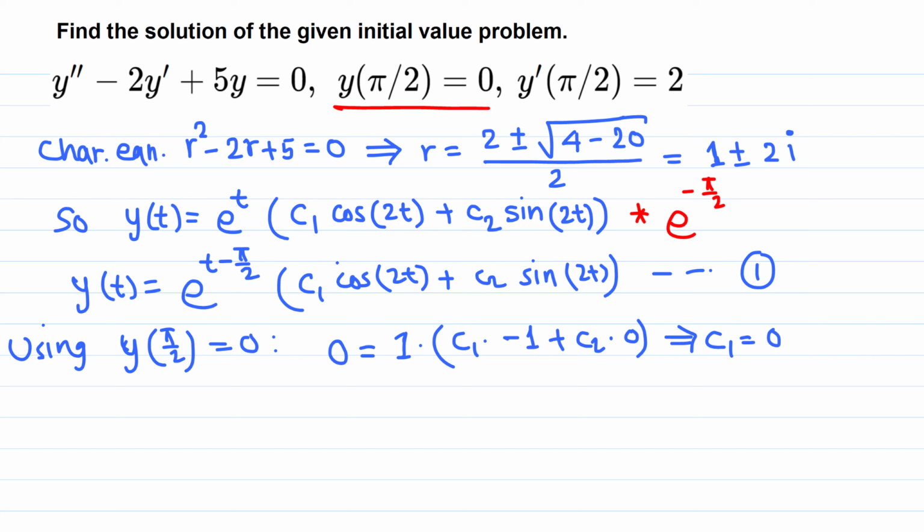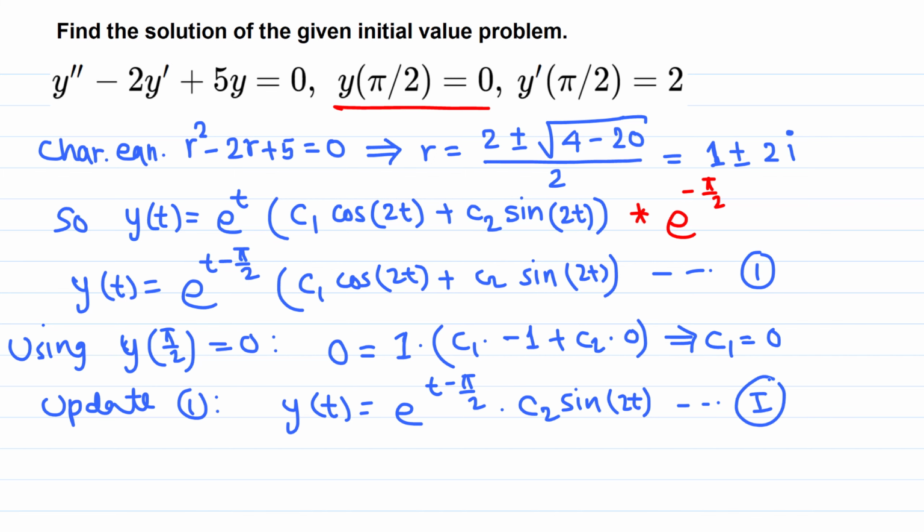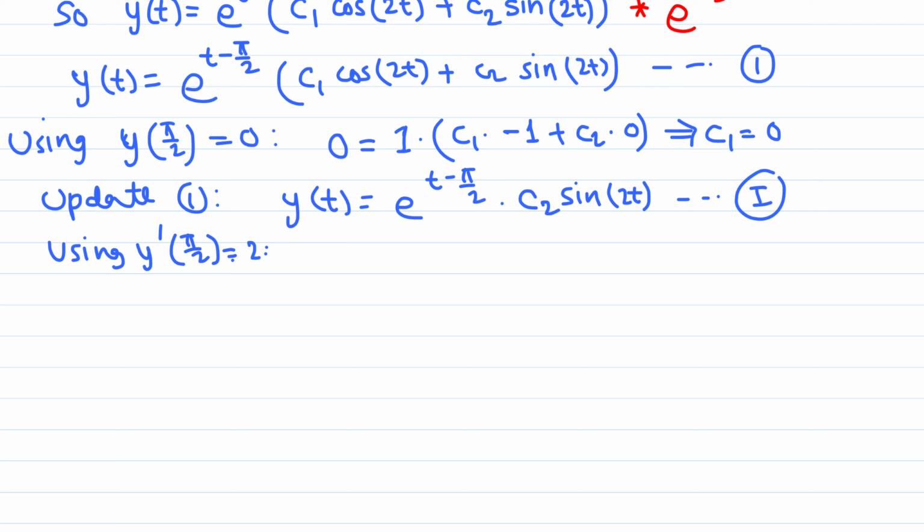Now we can update the solution, because c1 is 0, so this term is gone. Okay, and it makes our answer simpler: e raised to t minus pi over 2 times c2 sine 2t. So this will be our answer after we figure out the value of c2. For c2, we use the second initial condition, y prime at pi over 2 equals 2. Okay, let's use this. Oh, then we need to find the derivative first. My bad. We cannot use that yet because this is y, but the initial value is for y prime. So let's find the derivative.